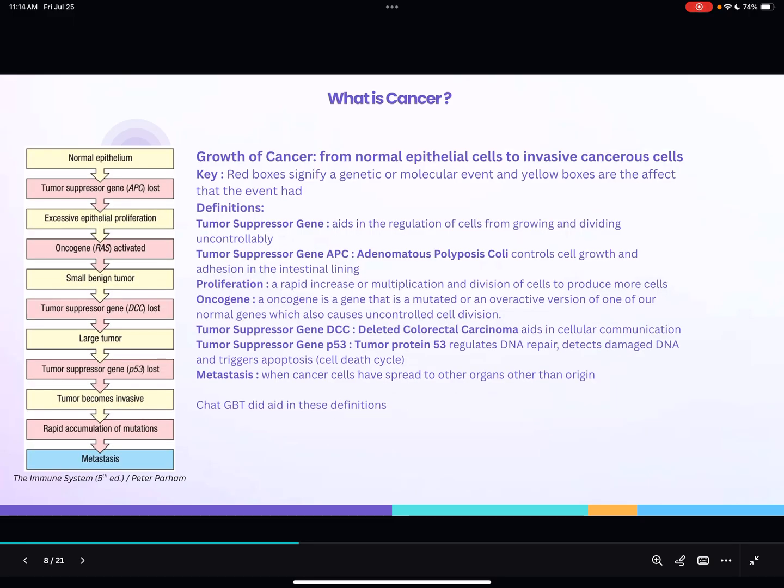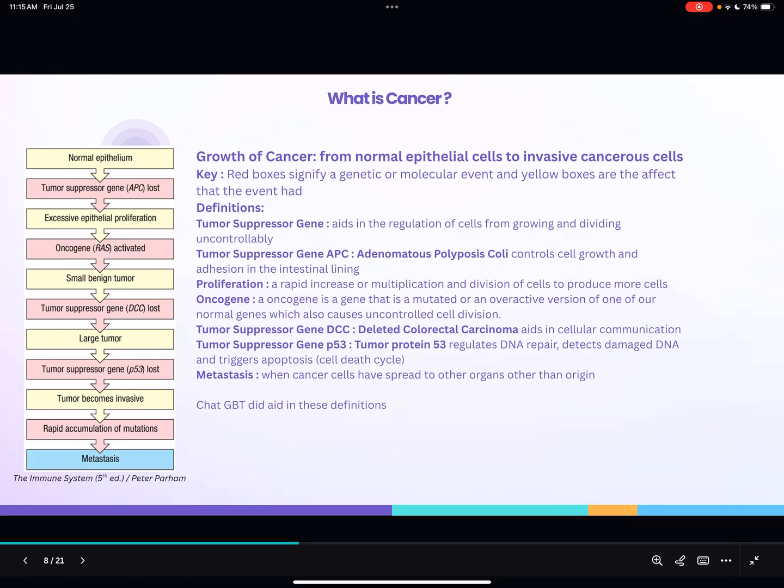So now we're going to be going over the progression of cancer and basically the steps it takes in order to becoming very dangerous and spreading throughout the body. So the growth of cancer from normal epithelial cells to invasive cancerous cells. In order to understand this image better, it's key to remember that the red boxes are going to signify a genetic or molecular event, and then the yellow boxes are effects that the previous event had.